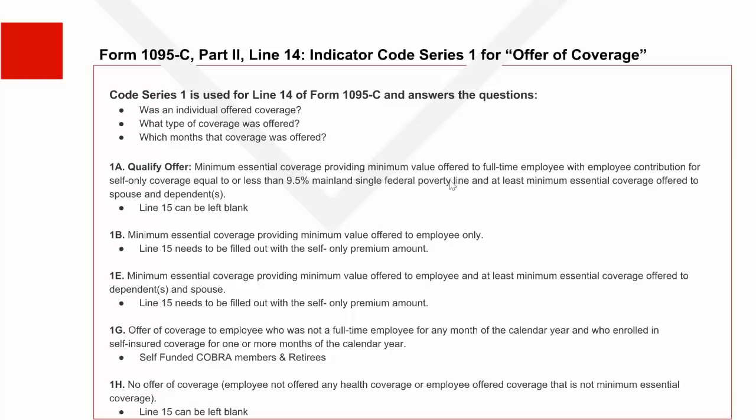Then we have 1G, which is offer of coverage to an employee who was not full-time for any month of the calendar year, and who is enrolled in self-insured coverage for one or more of those months during the calendar year. This is a huge code for COBRA members and retirees, and it's the coding they'll often fall into depending on their status, but that's primarily what code 1G is used for. And then 1H, of course, is no offer of coverage at all. That means if there was no offer of coverage, then obviously you can leave line 15 blank.